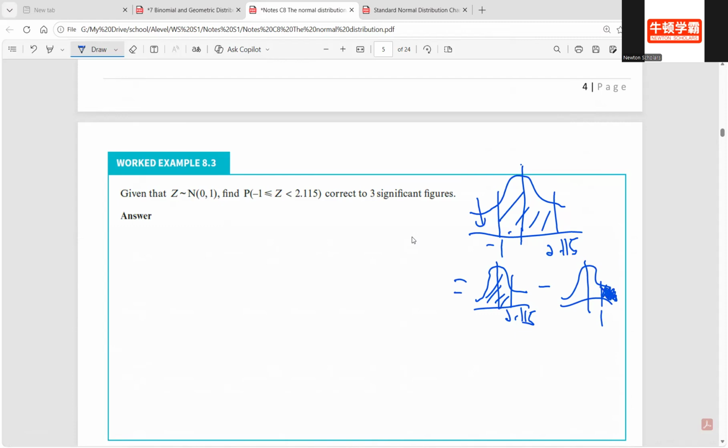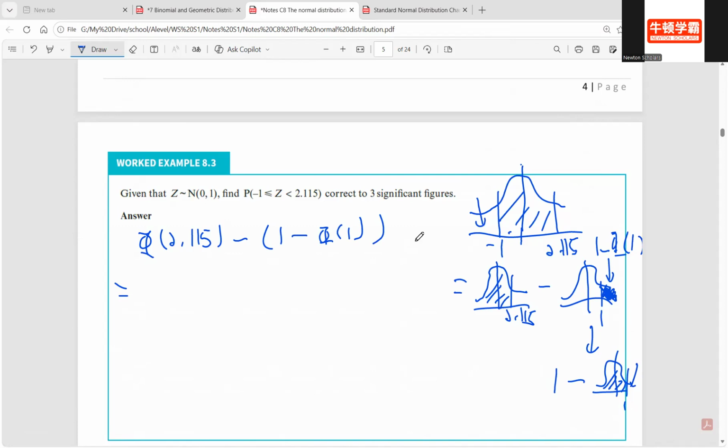So I need to minus this part. So how to get this part? This part is actually 1 minus the 1 here. That means it is 1 minus the whole part here. That means you will get this side. So I put it down here. So if I want to get the area here, it is 2.115 minus 1 minus 1.